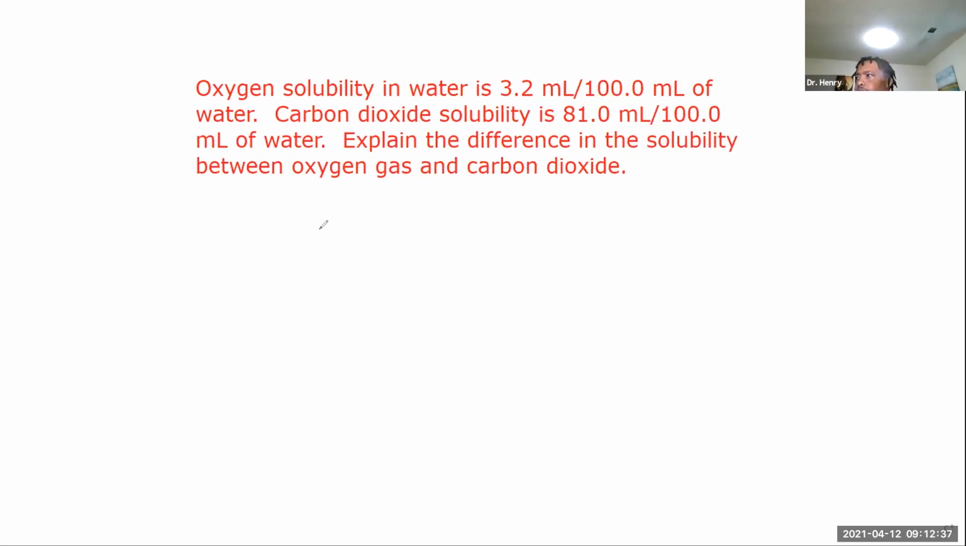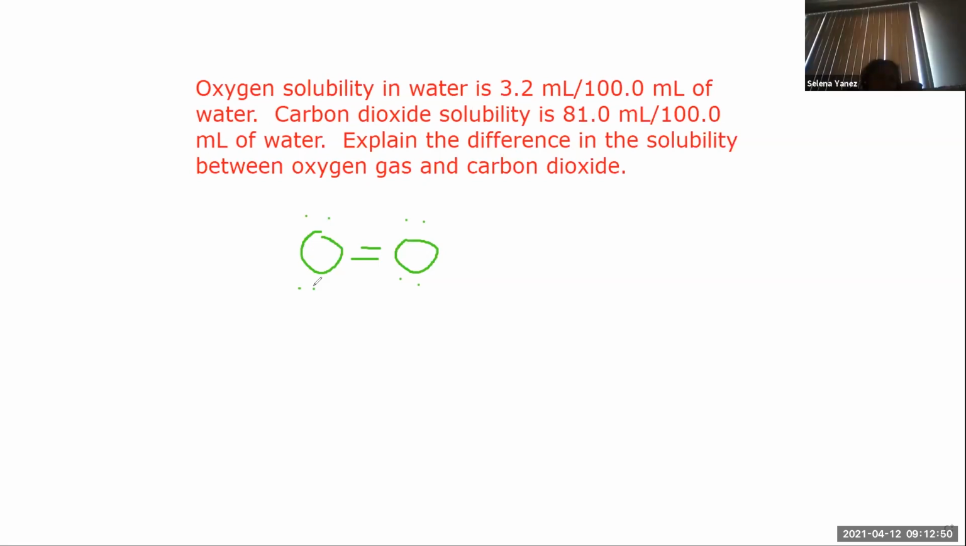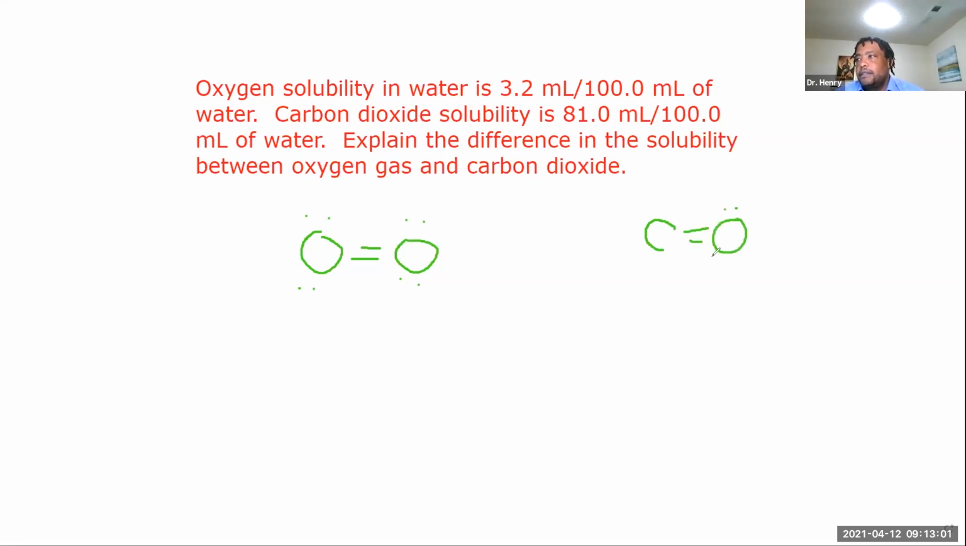Can you guys see my screen? Or did it freeze? So we know that oxygen is like this, right? Is it polar or non-polar? Non-polar. It's non-polar, right? So we know that this guy is non-polar. Now we have carbon dioxide, which is like this. Very similar. Why is it that carbon dioxide is more soluble in water than oxygen?